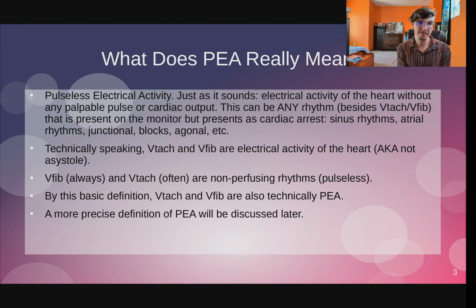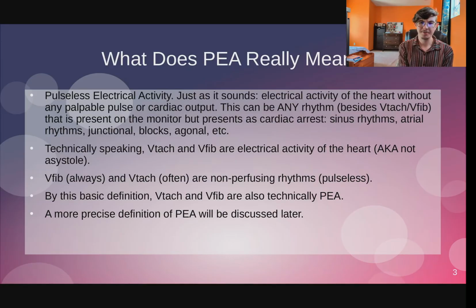So what does PEA really mean? Well, the basic definition, it's pulseless electrical activity. It's just as it sounds, electrical activity of the heart without any palpable pulse or cardiac output. This can be any rhythm besides VTach and VFib that is present on the monitor but presents as cardiac arrest in the patient. It could be sinus rhythms, atrial rhythms like AFib, A-flutter, junctional rhythms, blocks, agonal, really anything you see that's not VTach, VFib, or asystole is PEA, according to this definition.